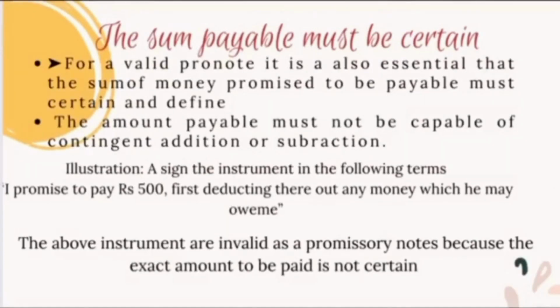The sum payable must be certain. For a valid note, it is also essential that the sum of money promised to be payable must be certain and defined. The amount payable must not be capable of contingencies, additions or subtractions. For illustration, "I promise to pay Rs 500, first deducting any money which he may owe me." The above instruments are invalid as promissory notes because the exact amount to be paid is not certain.